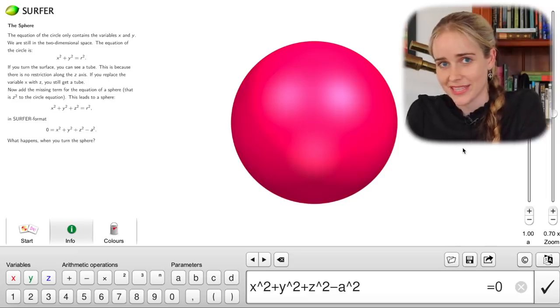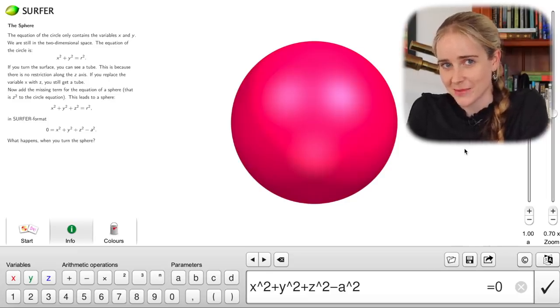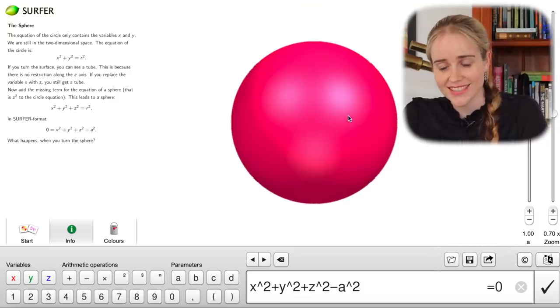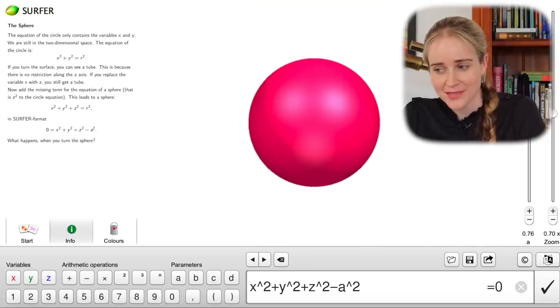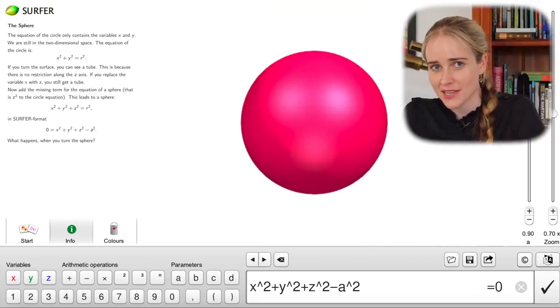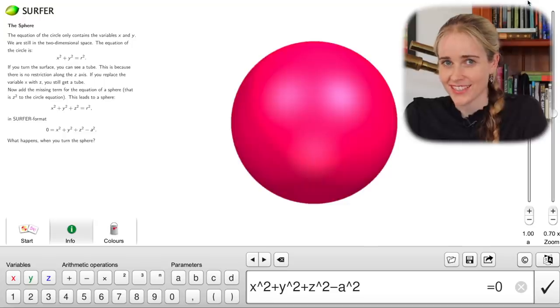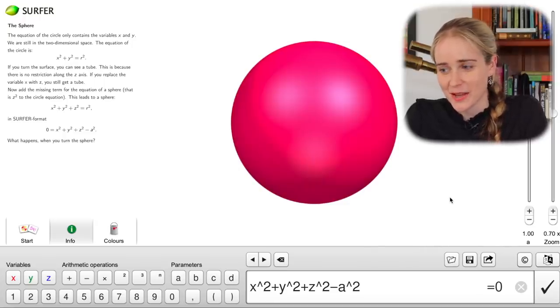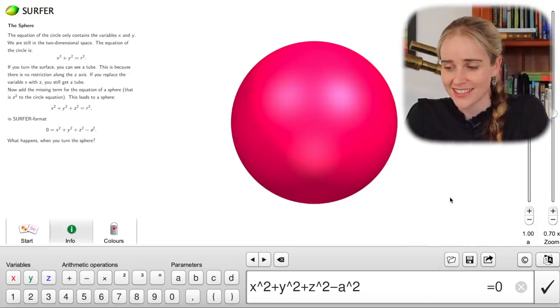I'll be using the software Surfer to model some of these shapes. This algebraic surface is as old as it gets. It is perfectly symmetric, which makes it awesome to work with, but at the same time, it might be a bit boring and uninspiring because it looks the same in all directions. However, this hasn't stopped the sphere from becoming a major player in other disciplines.